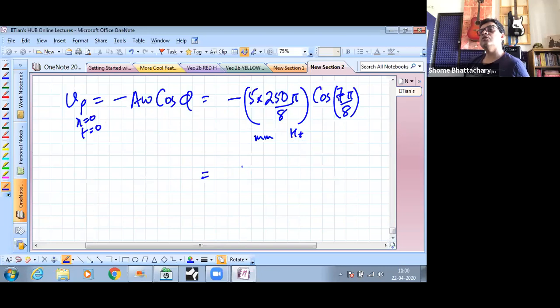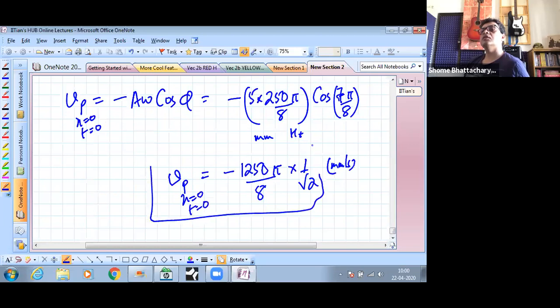So minus of 1250 pi by 8 into cos 7 pi by 8, which is 1 by root 2. So this is in millimeters per second. So this is the particle velocity. The negative sign is just showing you the direction is downwards, at x equal to 0, t equal to 0. So this becomes this part.